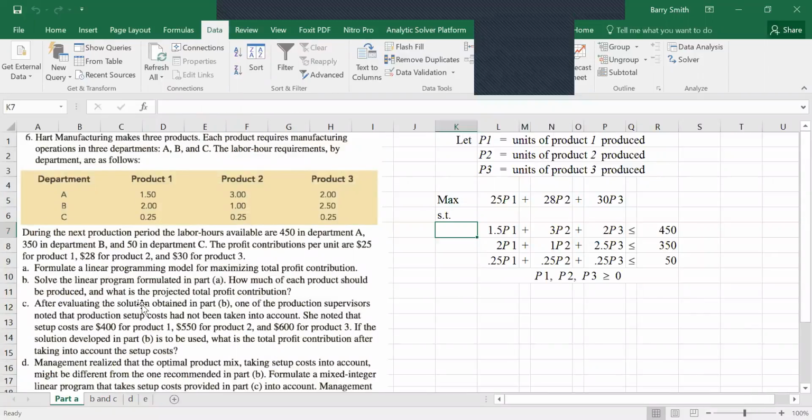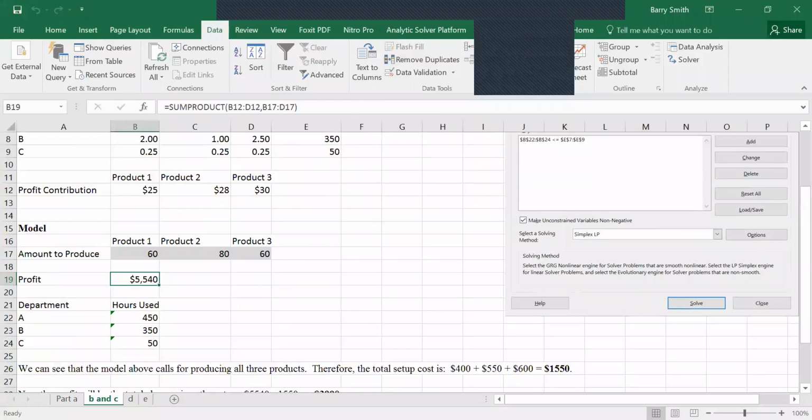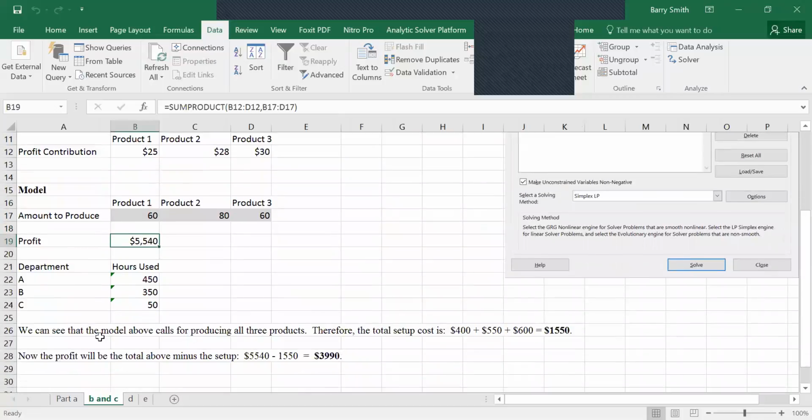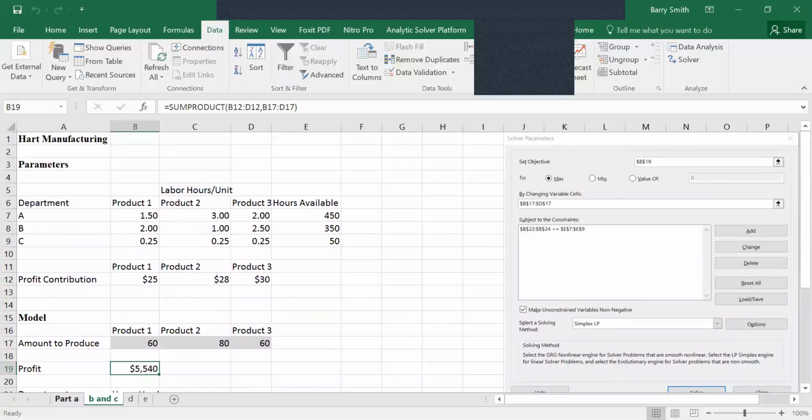Now remember, it said part C, after evaluating the solution obtained in part B, which was at 5540, we forgot to take into account the setup costs. So they said it's going to be 400 for product one, 550 for two, and 600 for three. And so what I did then was, if we go in here and do all that, 400 plus 550 plus 600 is 1550. And so we're going to take that 5540 minus that 1550. And so our new profit will be 3990, taking into consideration everything we needed to do.